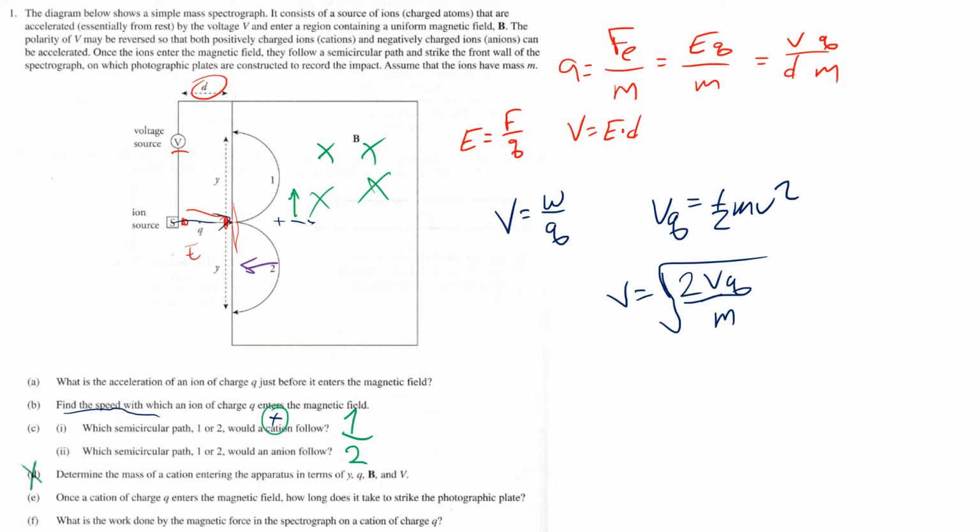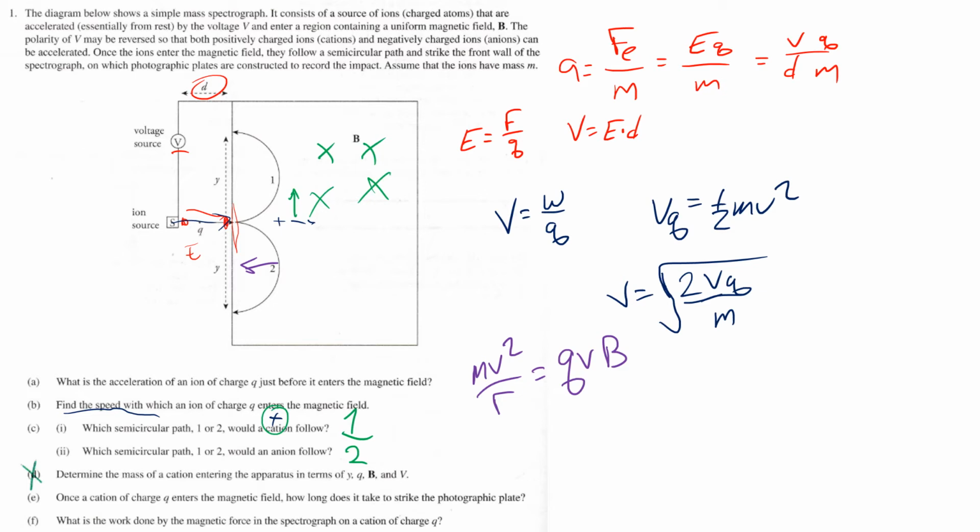So, what do we know? We know that the centripetal force is going to be mv squared over r, and that's going to equal q times v times B, right? That's your magnetic force formula. Okay, so far so good.